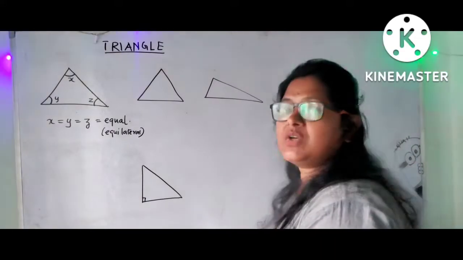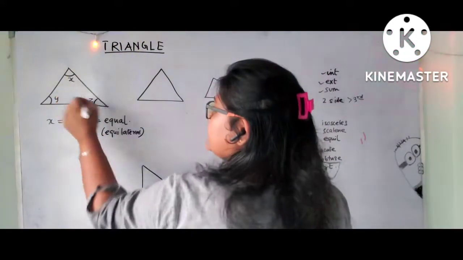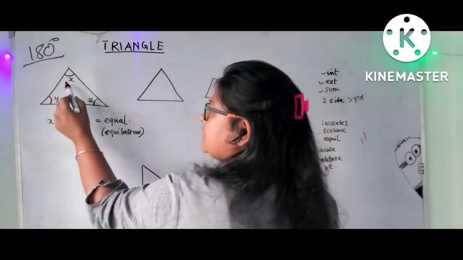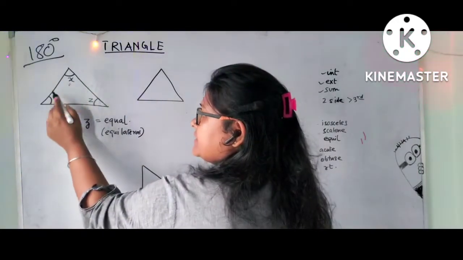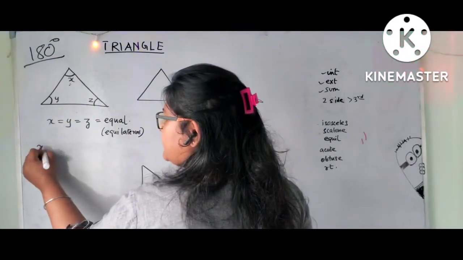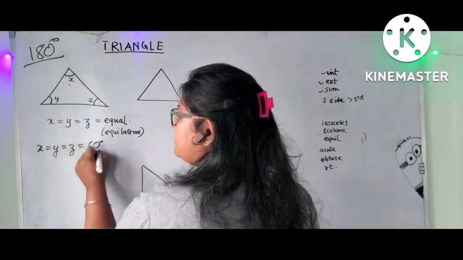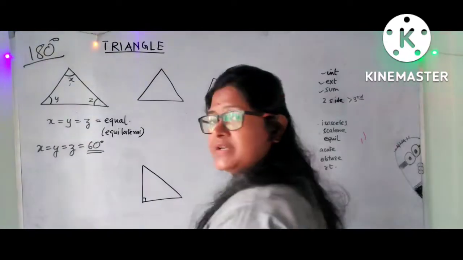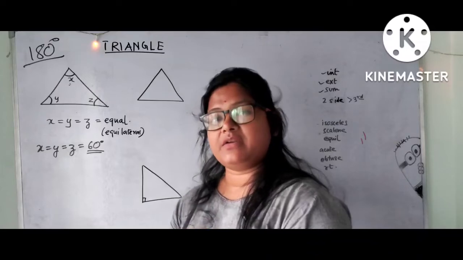Okay? Equilateral triangle. Now what did I know? That the addition of these three angles is 180 degrees. That means what is each angle? 60, 60, 60. That means x is equal to y is equal to z is equal to 60. That means 60 plus 60 plus 60 is 180 degrees. Hence I can say this is an equilateral triangle.